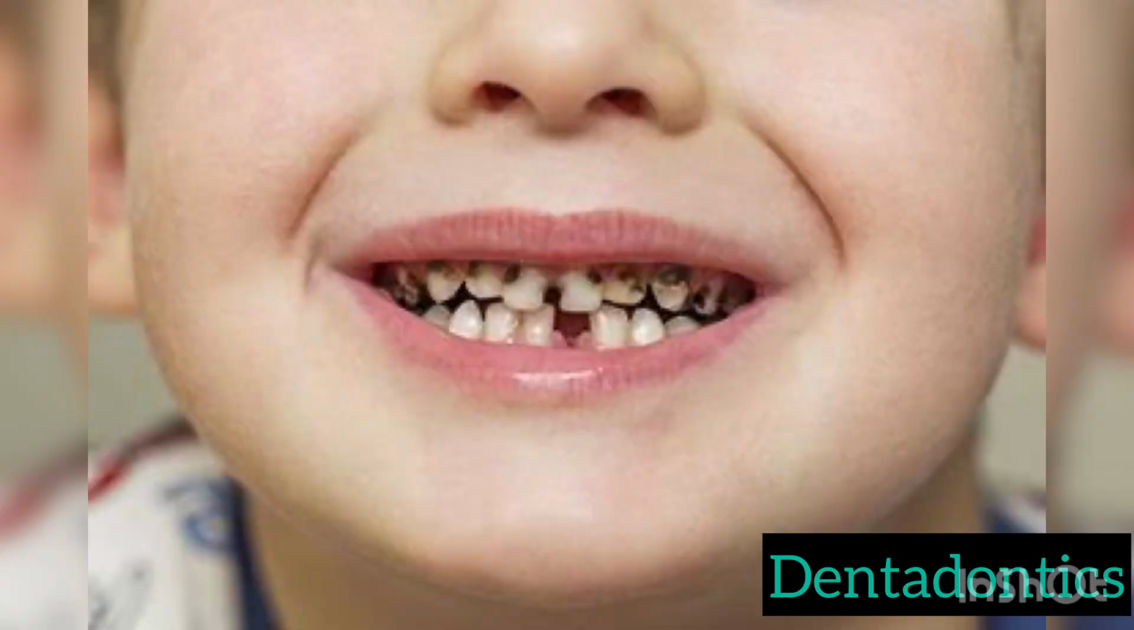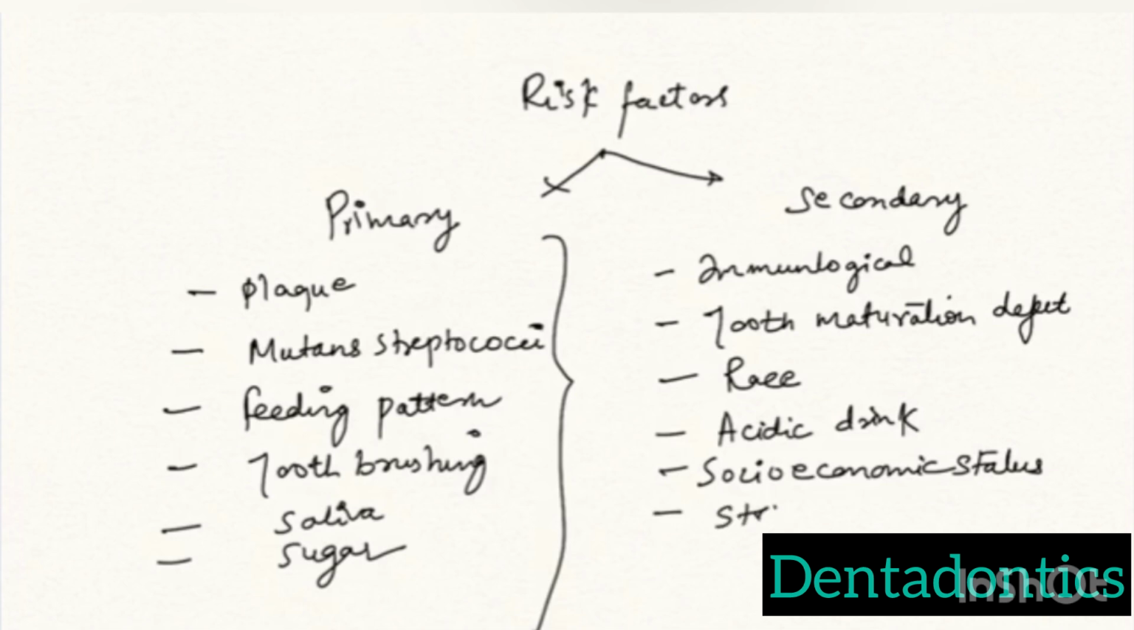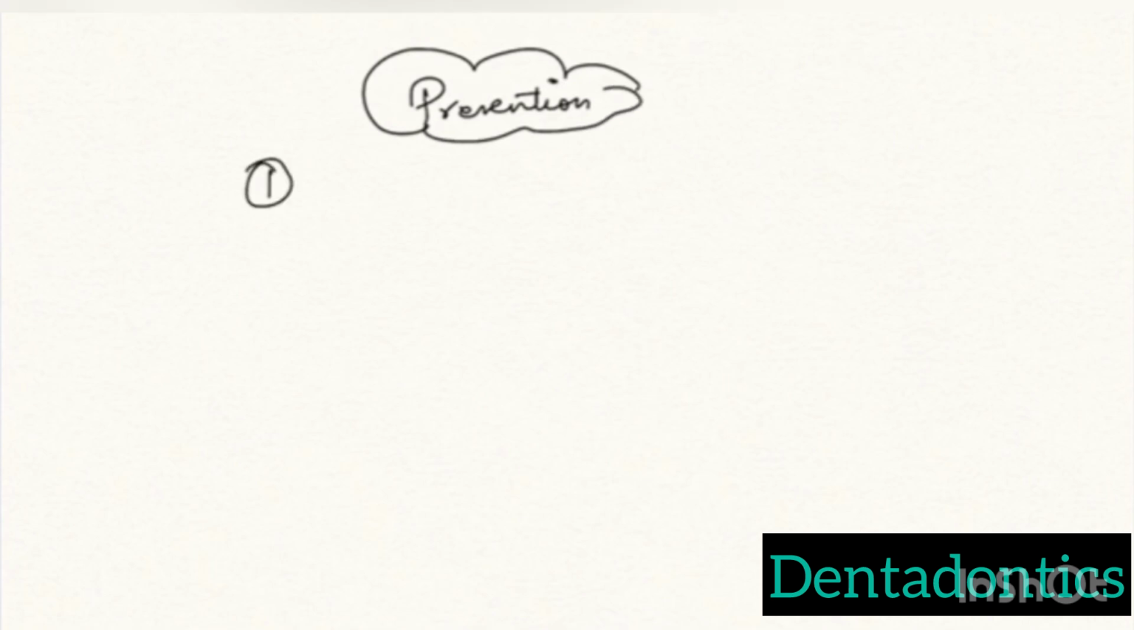Then coming to the secondary risk factors: immunological factors, tooth maturation and tooth defects. Teeth which are not mature will have early caries involvement. Then race and ethnicity, and then acidic drink items, then socioeconomic status, and then stress is directly proportional to caries.